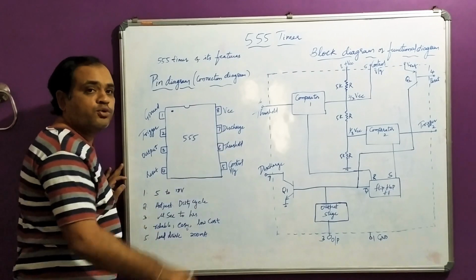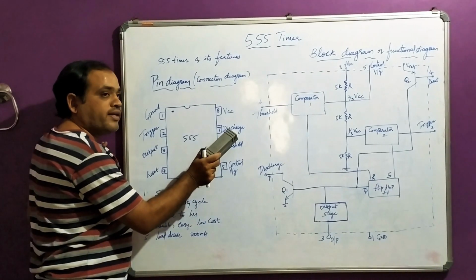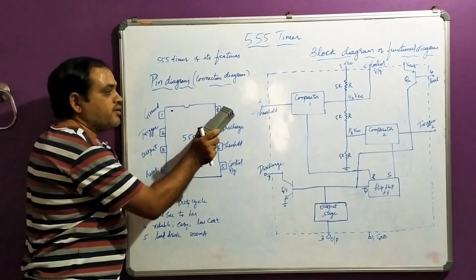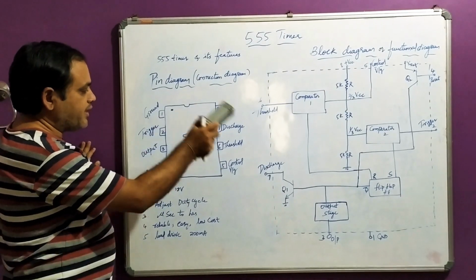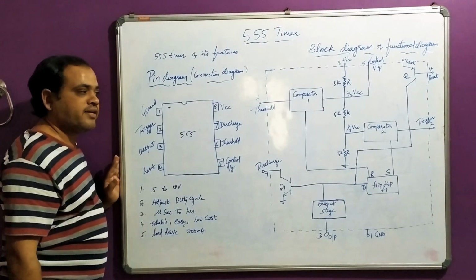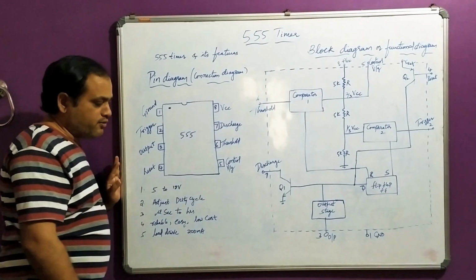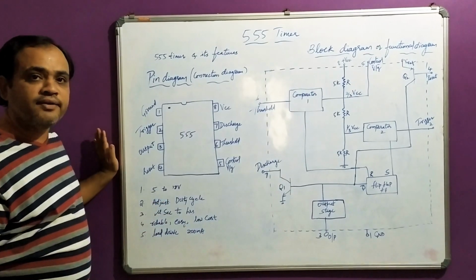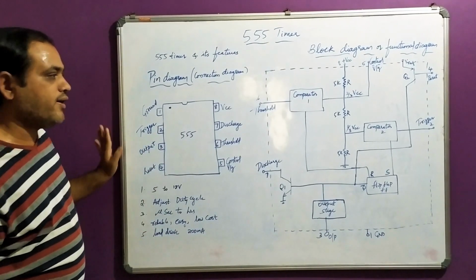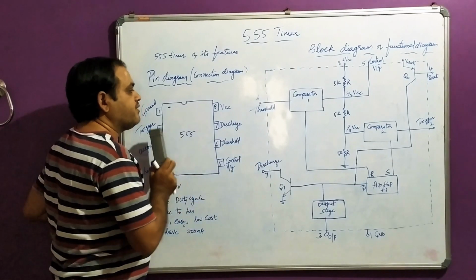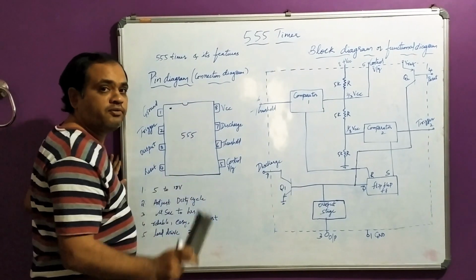Pin 7 is used to discharge the voltage of the capacitor, and this is the VCC which is connected for this 555 timer. It can be 5 volts, 10 volts, up to 18 volts; I can vary it over here. So this is a simple schematic pin diagram of the 555 timer.